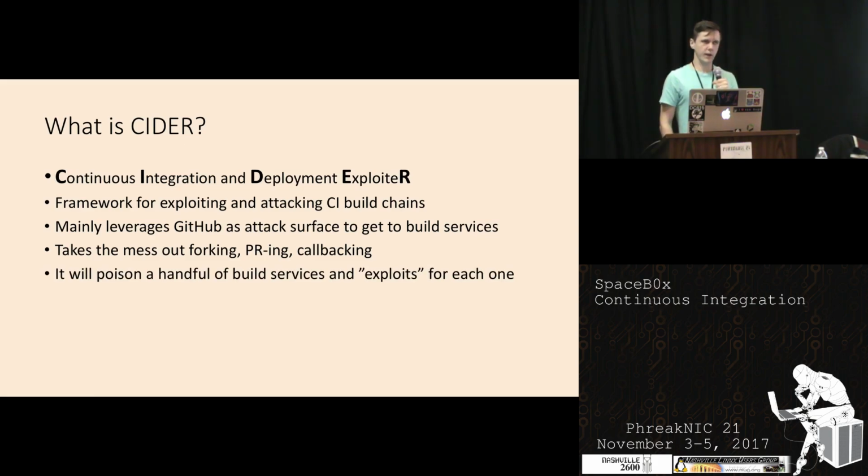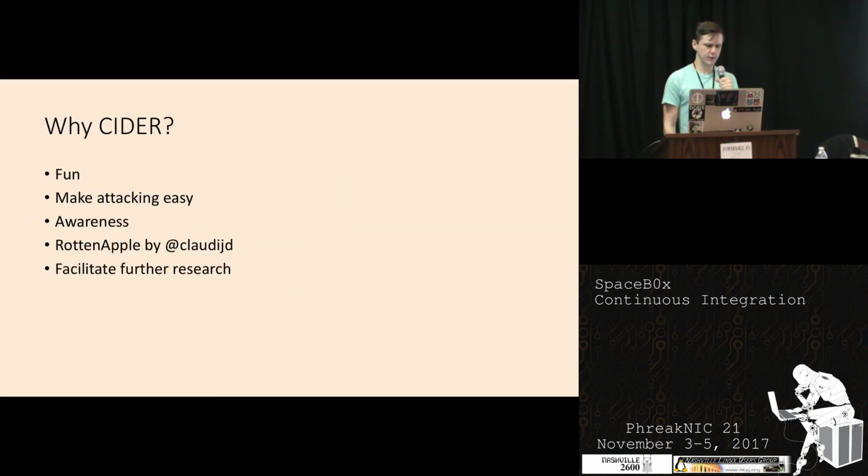And what this can also do is take a list of repos. You load an exploit and say exploit, and it will figure out if they're the right kind of repo, if they're a Drone or a Travis or whatever, and then it will run the exploit for those. I did it for fun. I did it to make the attacking easy.